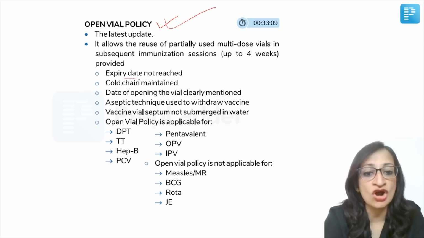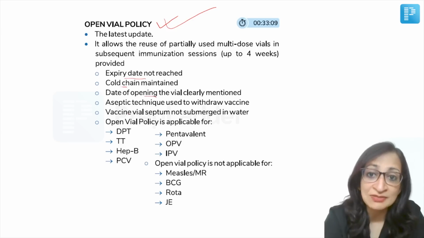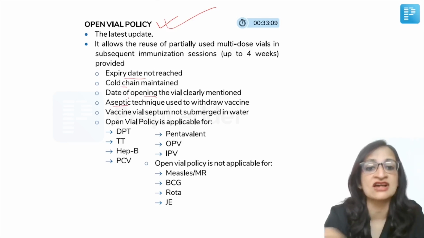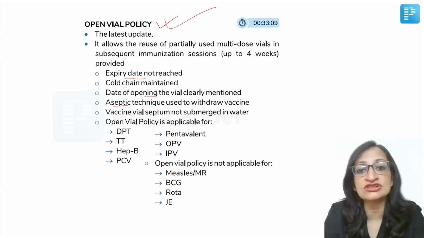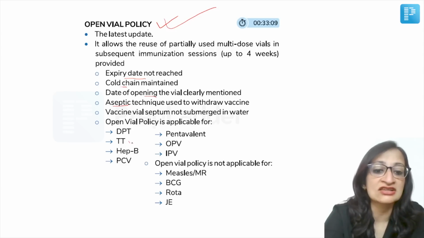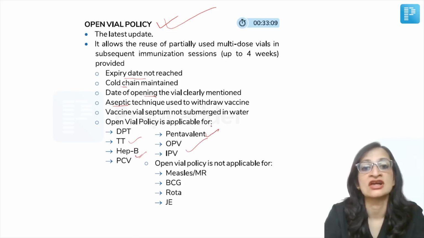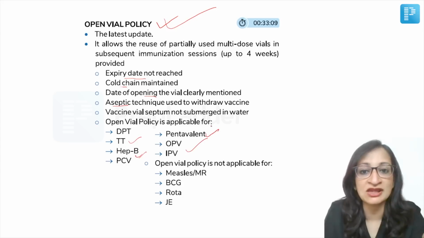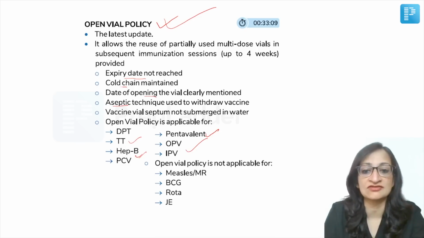Provided the expiry date has not reached, the cold chain is maintained, the date of opening the vial is clearly mentioned, aseptic technique has been followed to take out the vaccine, and the vial septum has not been submerged in water. The open vial policy is applicable for certain vaccines only, like the DPT series vaccine, hepatitis B, pneumococcal vaccine, pentavalent, and the polio vaccines. While open vial policy is not applicable for measles containing vaccines, BCG, rotavirus, or Japanese encephalitis.